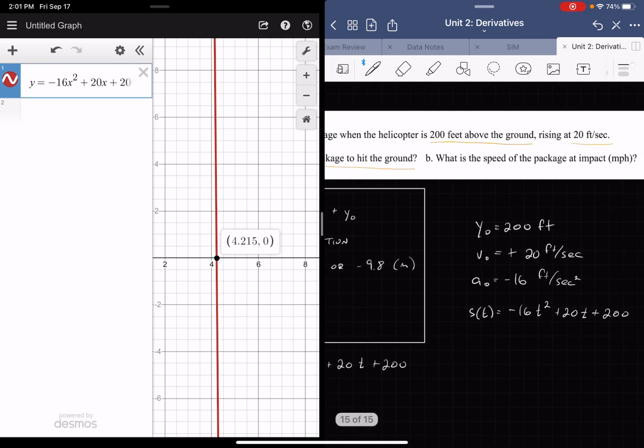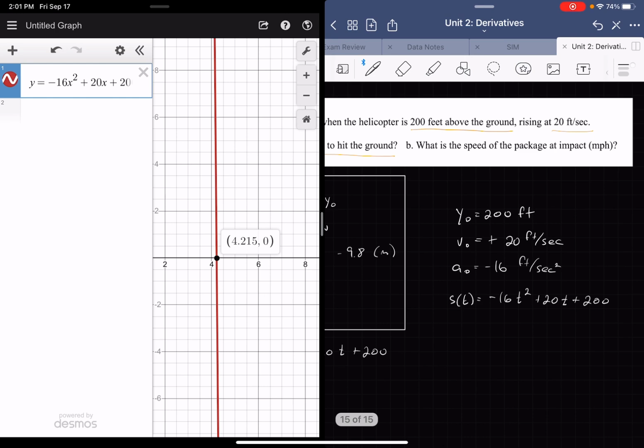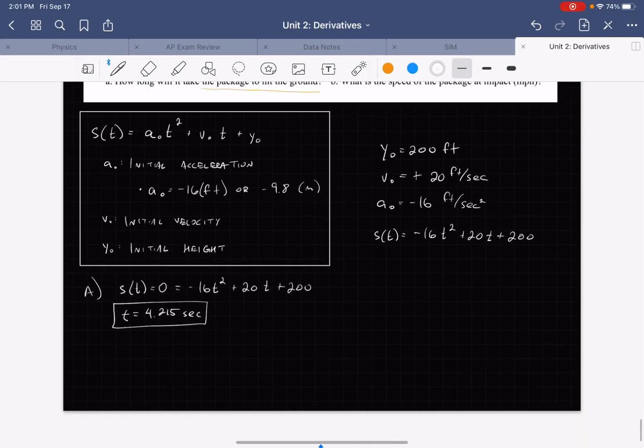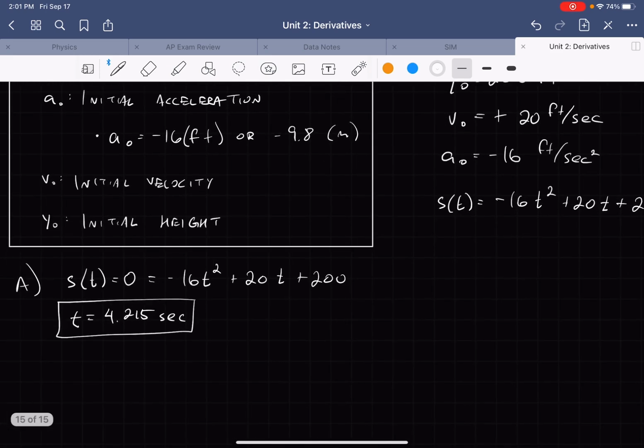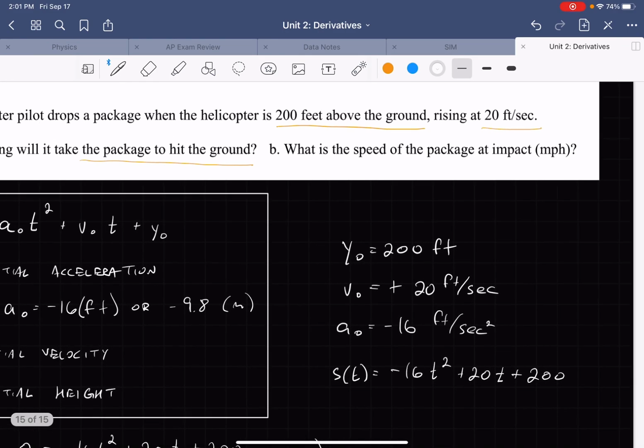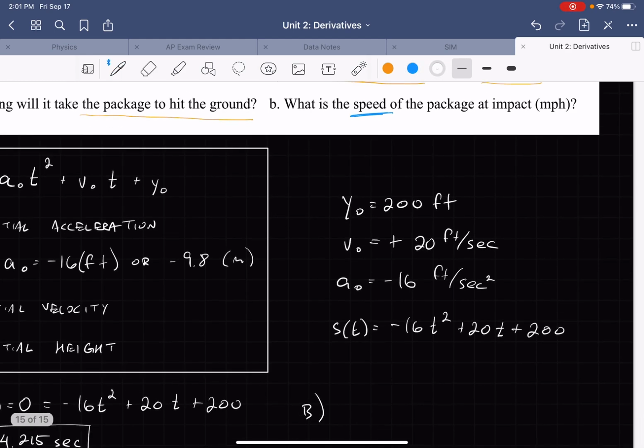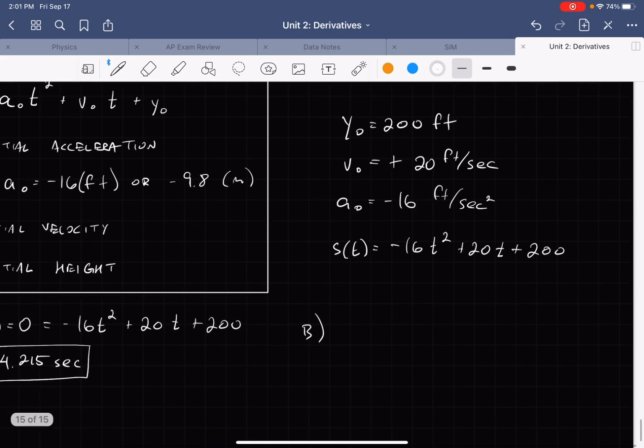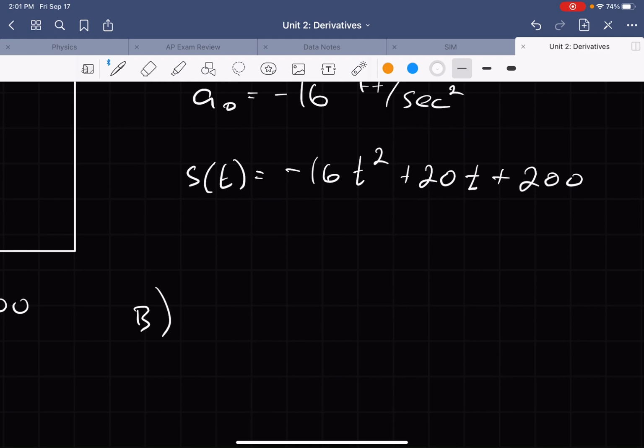And then the other question we have to answer is, what is the speed of the package at impact? So we don't need the graph anymore. So part B, what is the speed at impact? So notice they are asking for the speed here. They're not asking for the velocity. So that'll come into play in a minute. So if we want to know the speed, we have to figure out the velocity first. So we need to find the derivative of the position function. So v of t is equal to s prime of t. So we're taking the derivative. So this would be negative 32t plus 20.